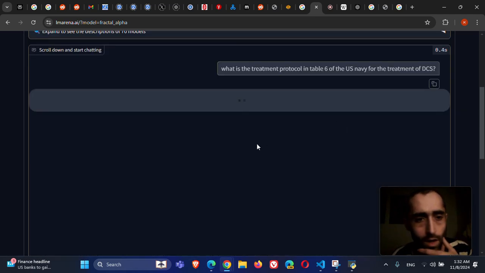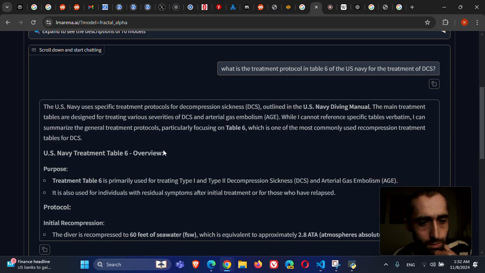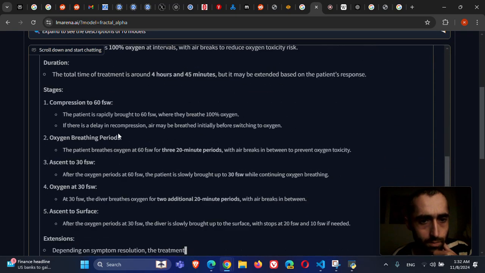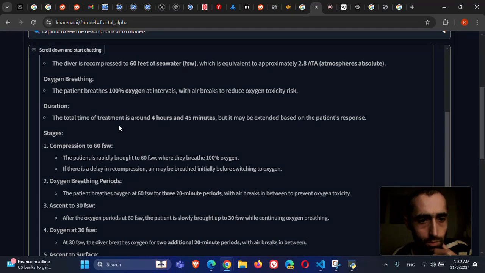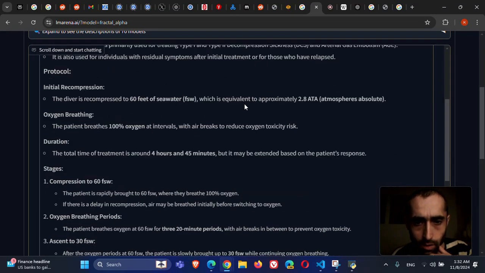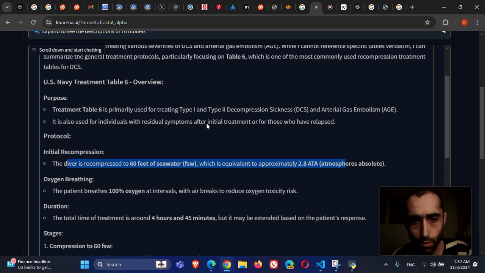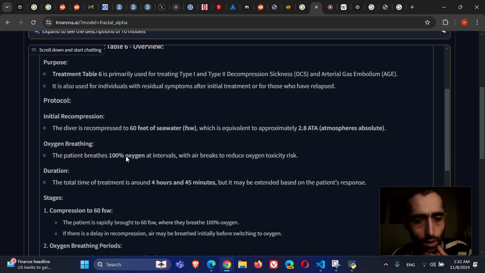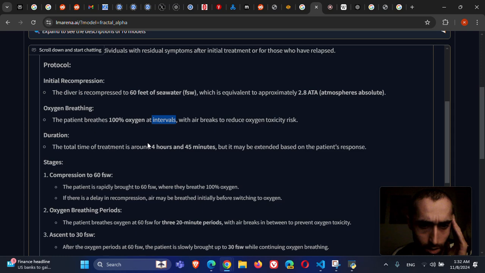And this answer, this is table 6, right? You need to go to, right, oh, stop it. This is great. You need to dive to this depth with this. This is exactly what Claude says, yes? Claude is good. Now this is for decompression type 1, type 2. Okay. And arterial gas embolism is true. This is the pressure. These are the oxygen intervals. It's important: between every 20 minutes you need 5 minutes of air. This is exactly the time that is needed.